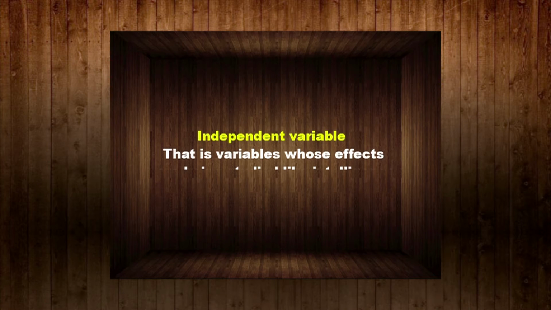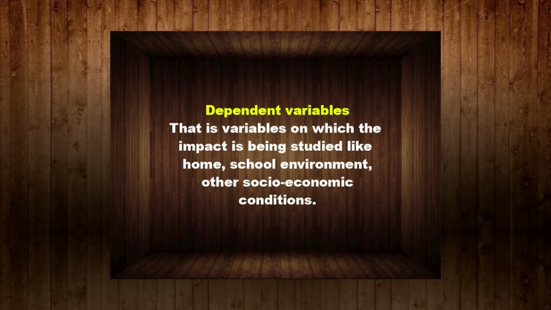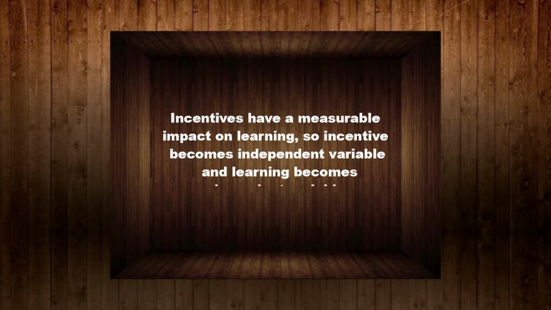In the experimental method, two different types of variables are used. Number one, independent variable, that is, the variable whose effects are being studied, like intelligence. And number two, dependent variables, that is, variables on which the impact is being studied, like home, school environment, other social and economic conditions. For example, incentives have a measurable impact on learning. So incentive becomes the independent variable and learning becomes the dependent variable.